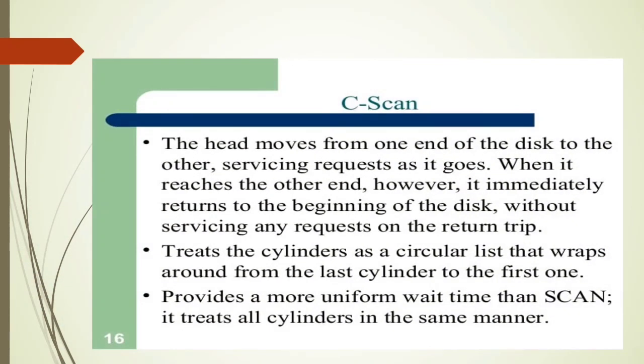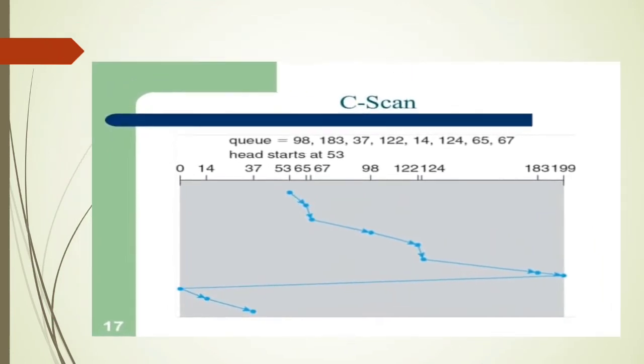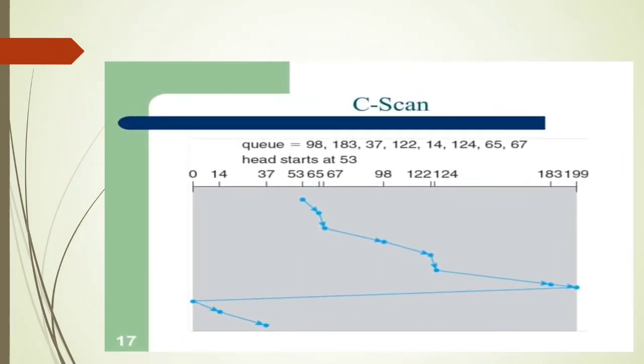Again, we have an algorithm called C-SCAN in which the head moves from one end of the disk to the other end, servicing the requests as it goes. Immediately when it reaches the other end, it returns to the beginning of the disk without servicing any request, unlike SCAN. Then again it travels from that position to the extreme position. So this is the pictorial representation of head movement of C-SCAN.